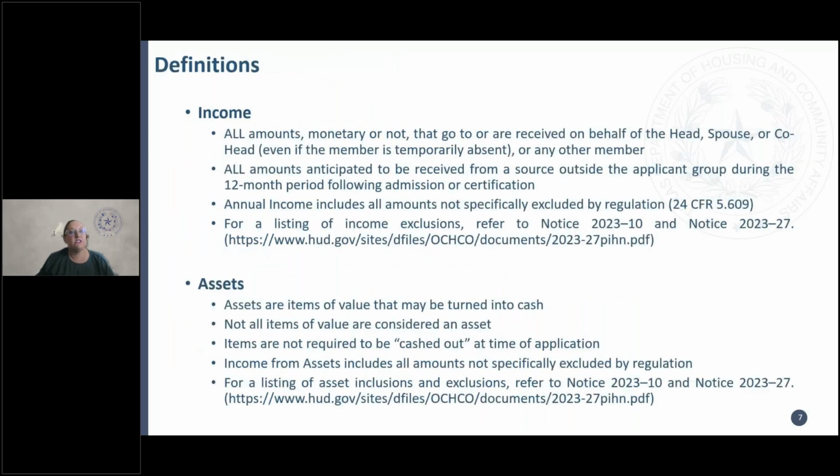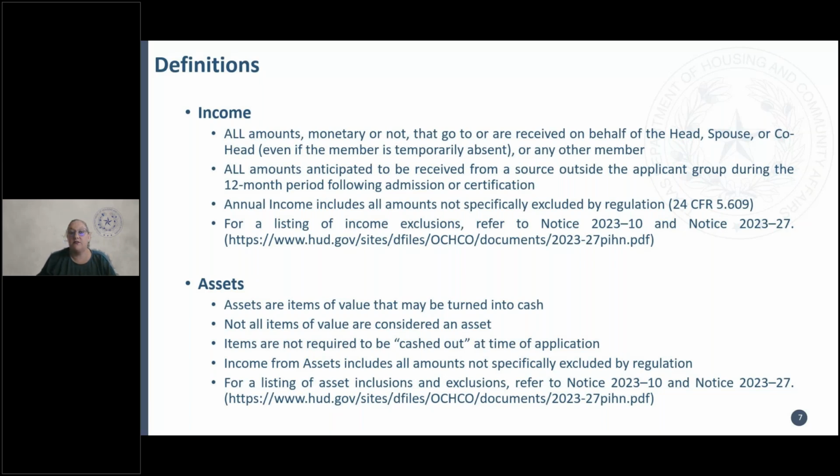So for income definitions, this is all amounts, monetary or not, that are received by the household or by the family members in the household. Unearned income does count for minors. And then it's also some sources of anticipated income. If they tell you they're looking for a job, but they don't have one yet, that's not anticipated income. Yes, we want them to find gainful employment, but they also don't have that set, so you can't guess what their employment is. But if they say, hey, I'm moving to your property, here's my offer letter from wherever I'm going to go work, that is anticipated income that you would include.